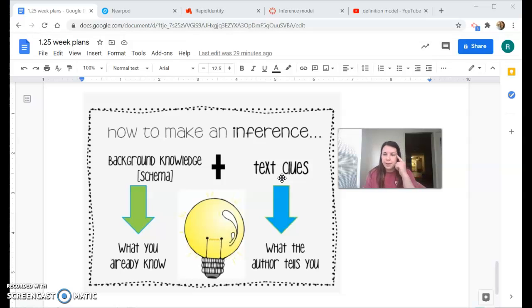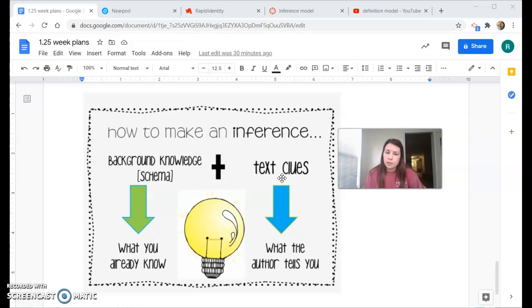I want you to think about a time that you've seen a friend or an adult upset. Think about it. You got it? I'm thinking of my time. How did you know that they were upset? Maybe they were crying. Maybe they had a frown. Maybe they were really quiet, even though normally they're very talkative.